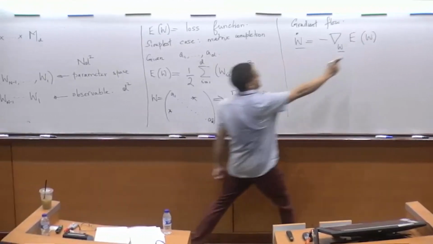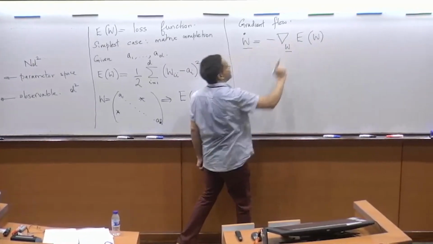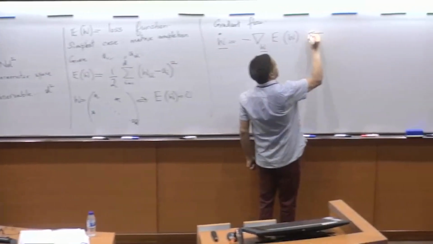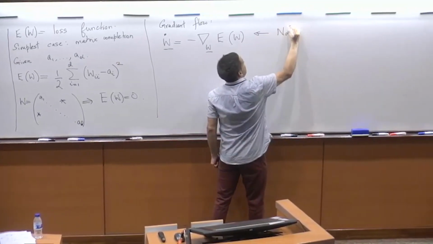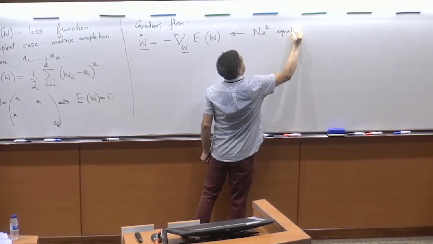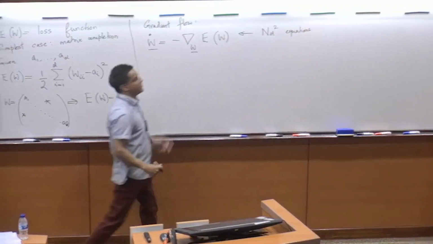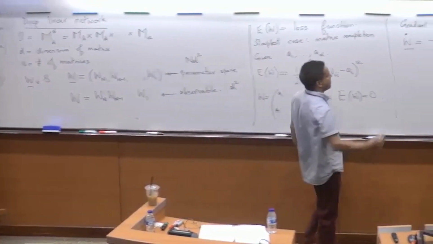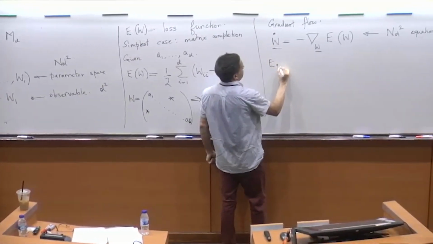Okay, so where W without the underscore is the product of all of those guys. And so this is really living in n squared equations. So that's our ODE that we're studying. But in fact, that ODE, let me rewrite it as the following.